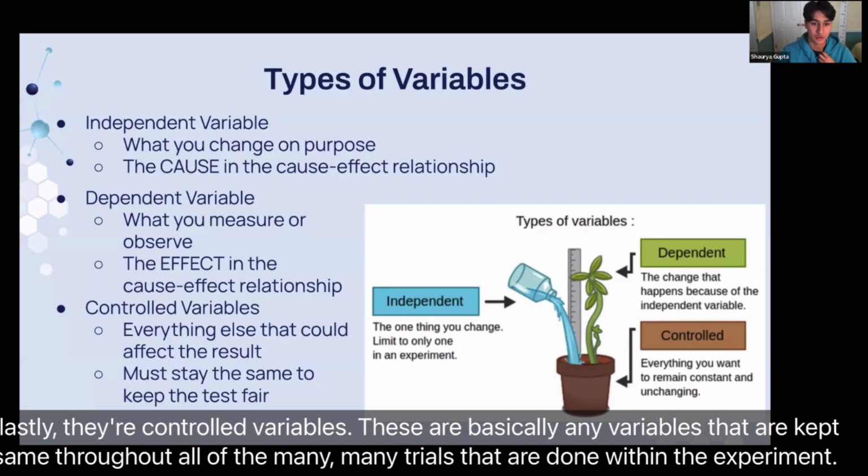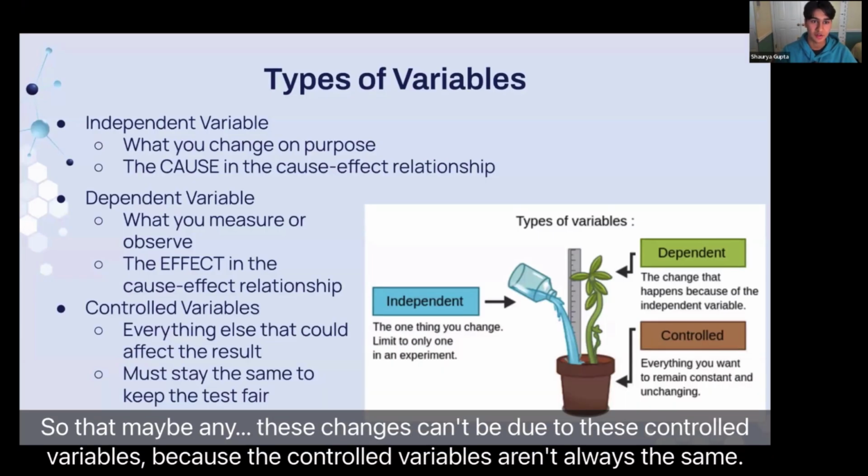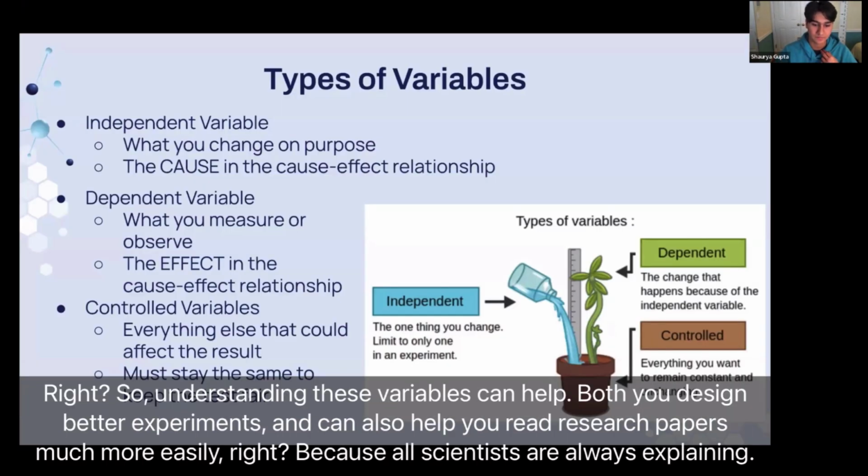And lastly, there are controlled variables. These are basically any variables that are kept the same throughout all of the many, many trials that are done within the experiment. For this reason mentioned before of keeping it such that there's only one independent variable that's changing between trials, so that the cause of any resulting observations can be isolated as the independent variable. So these controlled variables are kept constant so that the changes can't be due to these controlled variables, because the controlled variables are always the same, right?